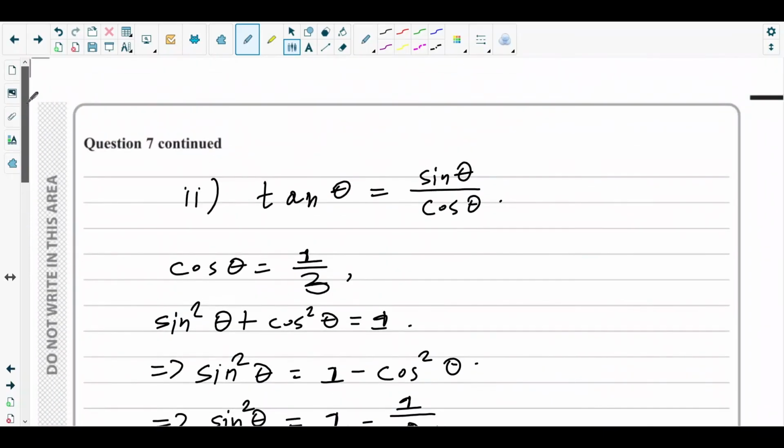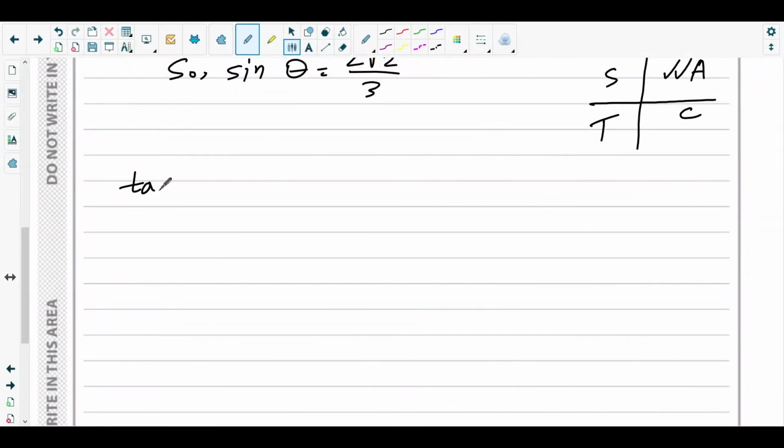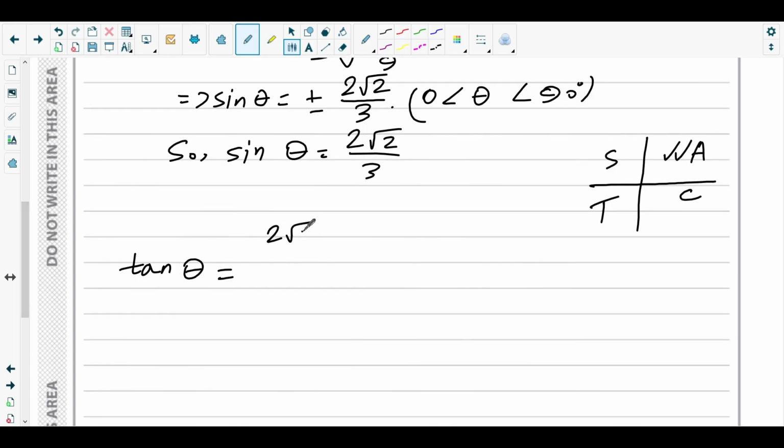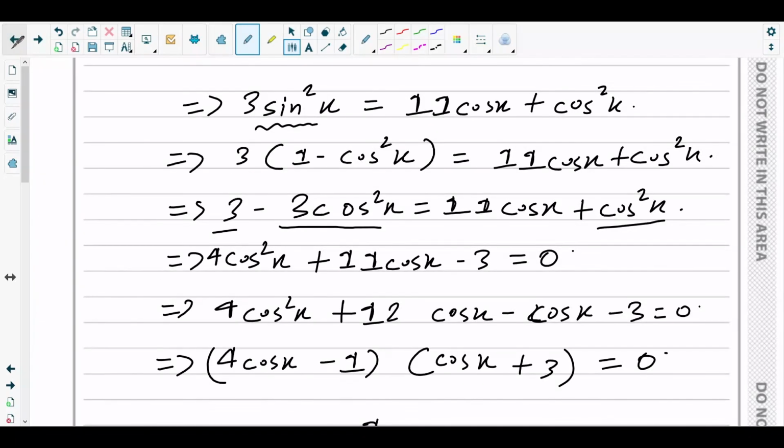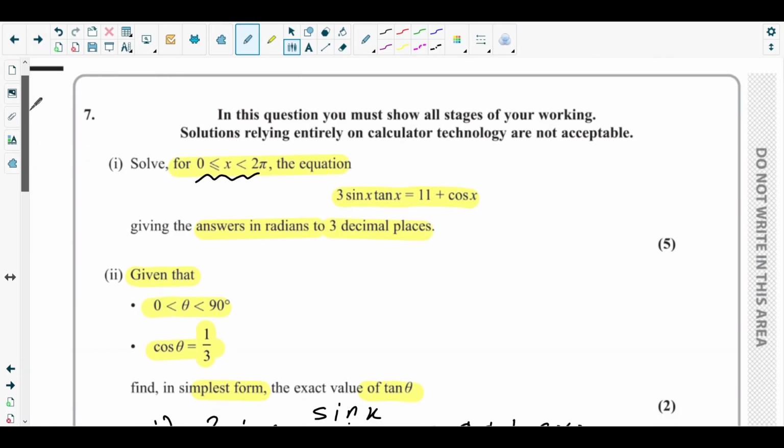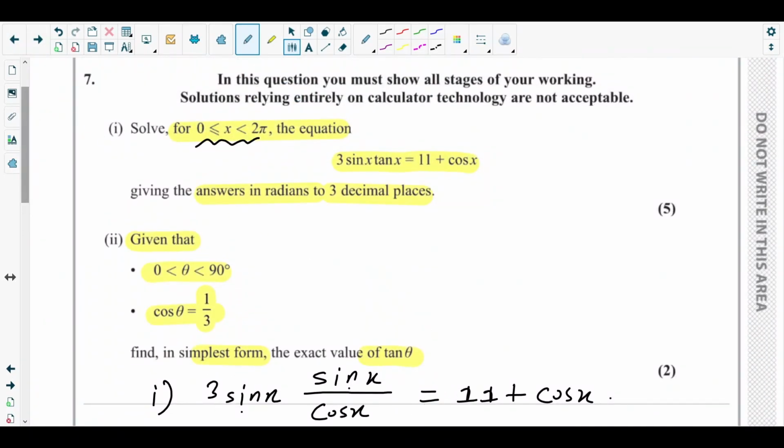Therefore we need the value for tan theta. tan theta would be sin theta over cos theta. So 2 square root of 2 over 3 divided by 1 over 3. If the 1 over 3 is taken to the top, it gets inverted. So 2 square root of 2 over 3 times 3 is just 2 square root of 2. That's the value for tan theta, and that's what part 2 of question number 7 has asked for.